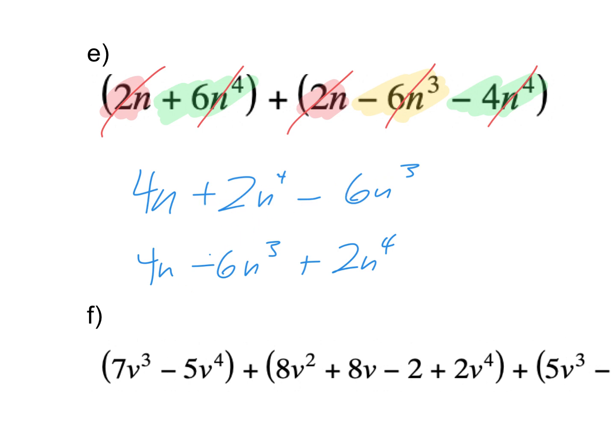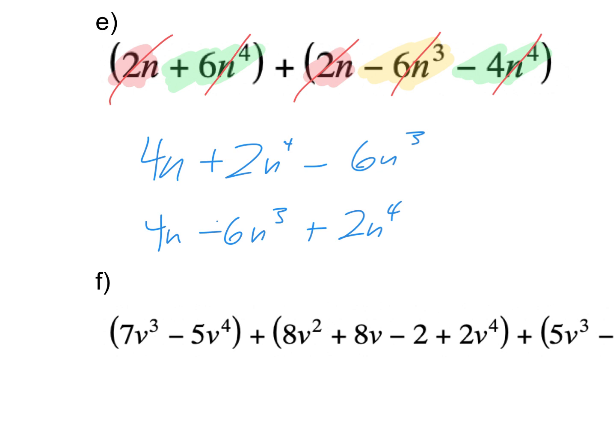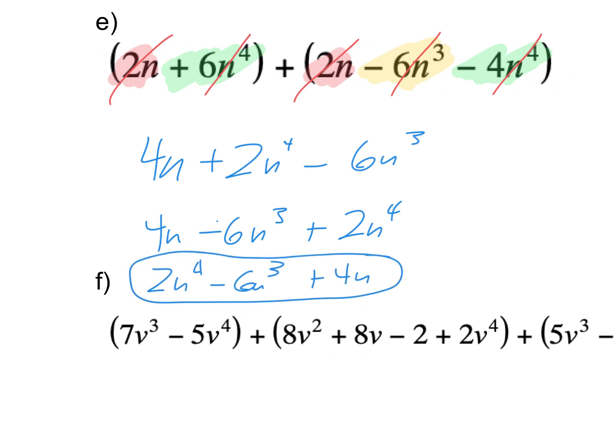Or I guess you could write it, if I flip it with the variables going in this order, 2n to the fourth minus 6n to the third plus 4n. This is the most acceptable answer that most of your teachers would like to see. So you have the largest variable first, all the way down to the smallest variable. But for this class that you're taking currently, if you wrote any of these answers, I would accept them.